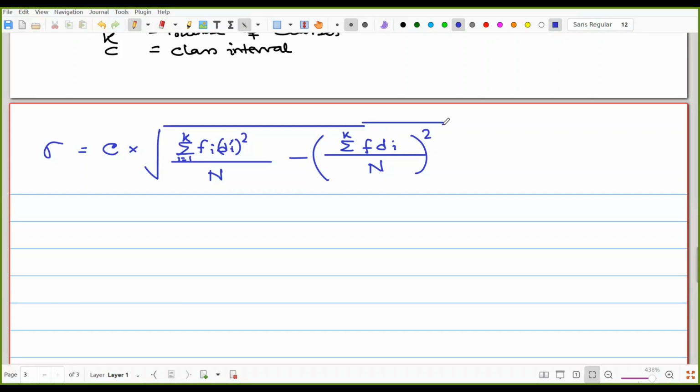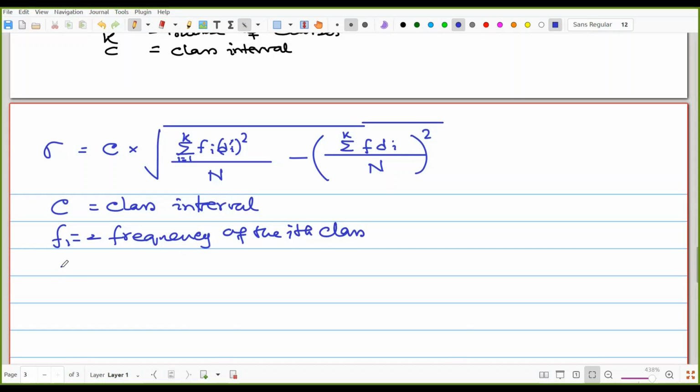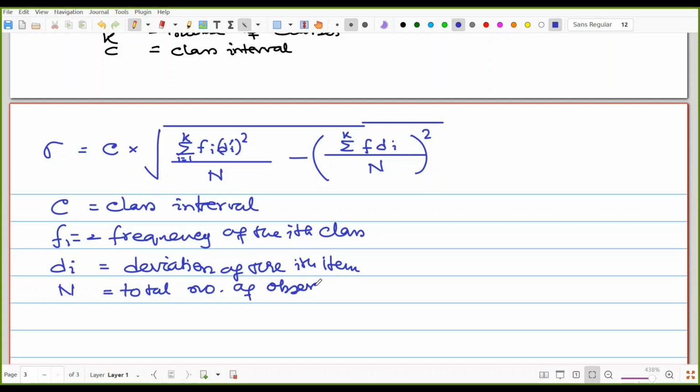So that means where C is the class interval, then fi the frequency of the ith class, then di is the deviation of the ith item, and capital N is the total number of observations.